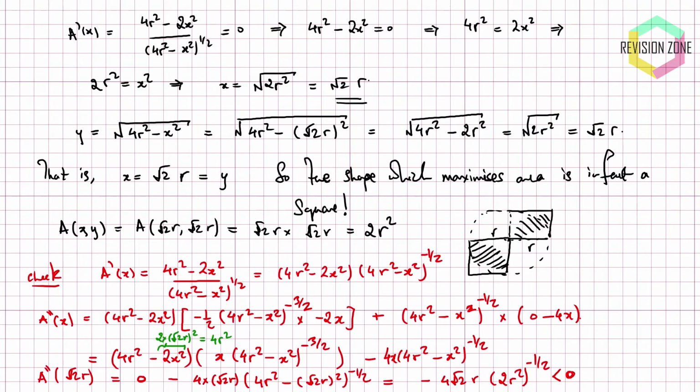And that's telling me that my second derivative is negative at my stationary point, which means in fact that the stationary point is actually a maximum, and so the solution we've worked out is perfectly valid, and that's the maximum area that any rectangle can have inside a circle of radius r. So we can move on to the next question.